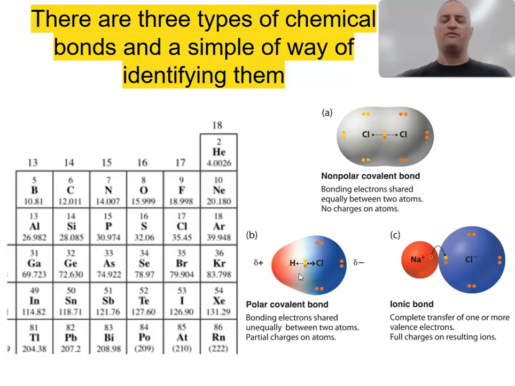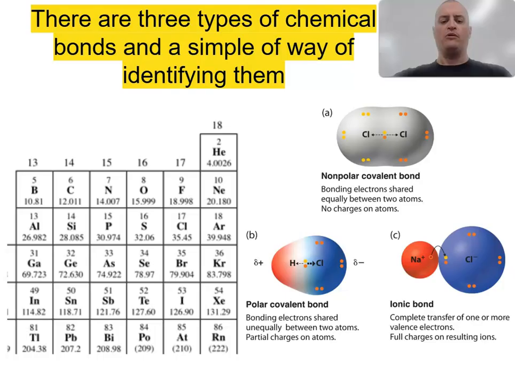We're going to try to simplify this in a very easy way. If we have two different nonmetals, we're going to consider that to be polar. Two different makes it polar. That's our simplification. Covalent bonds share electrons. So if it's the same, it's nonpolar. If it's different, it's polar.